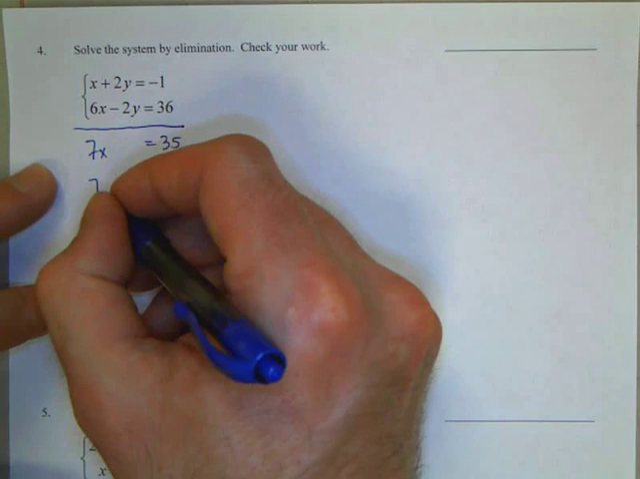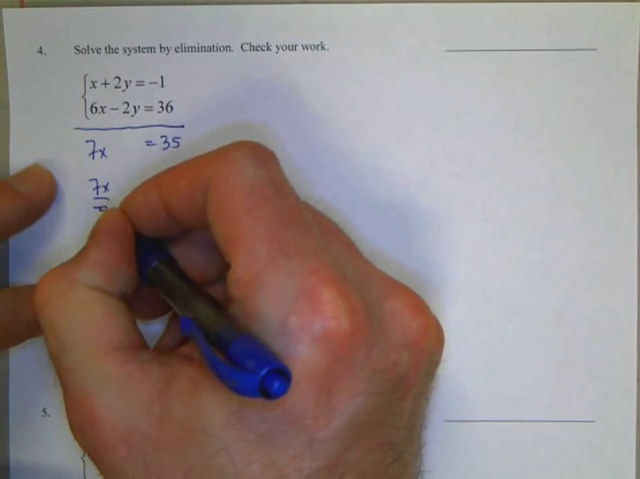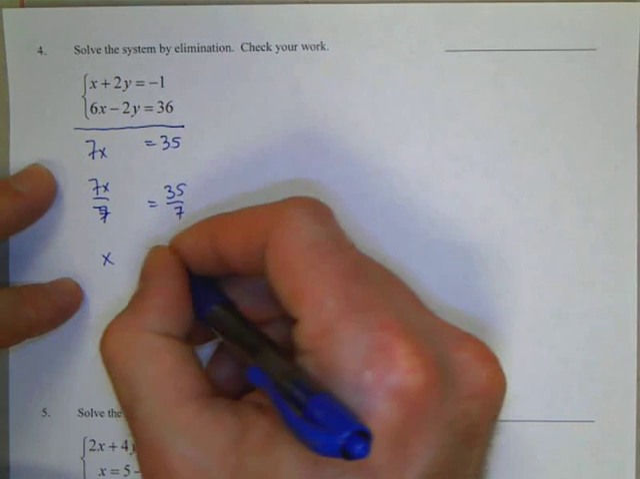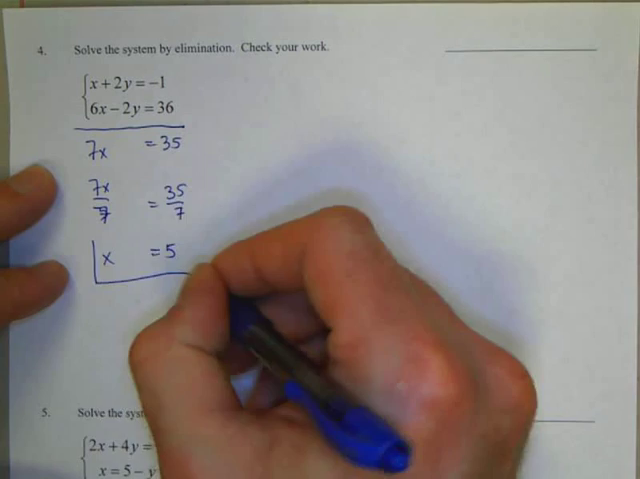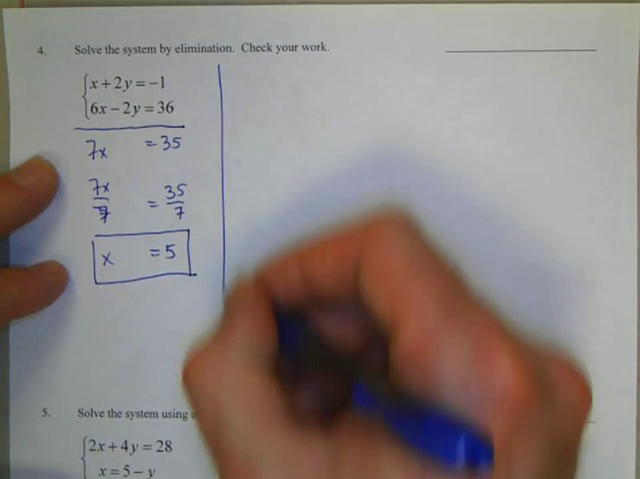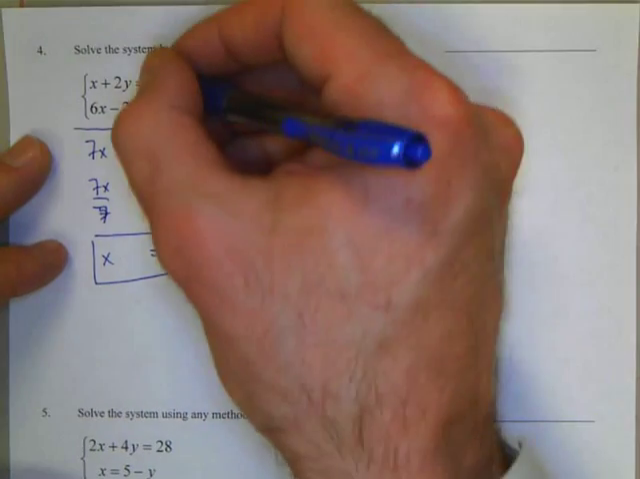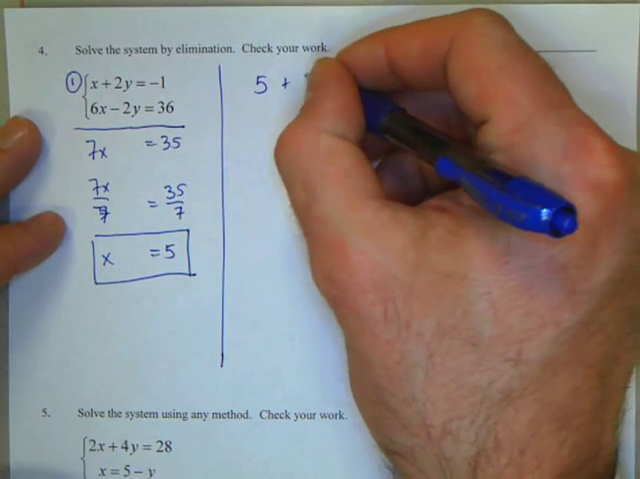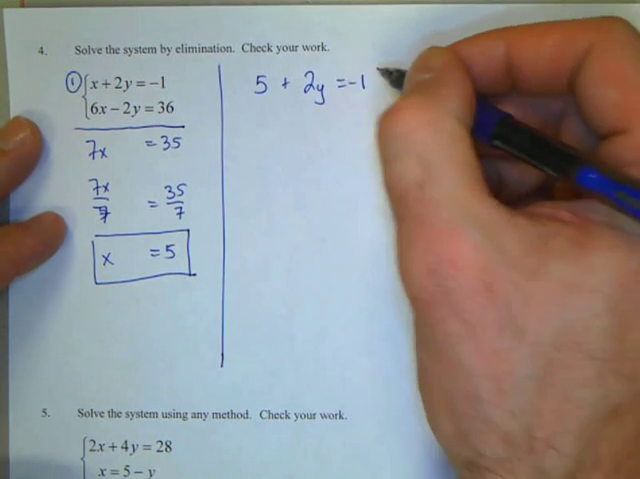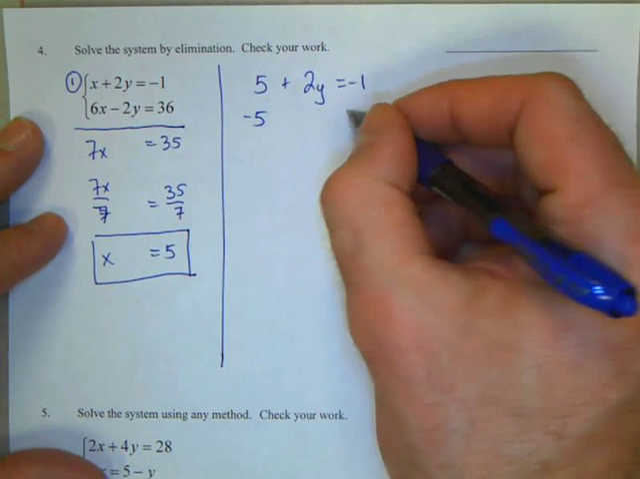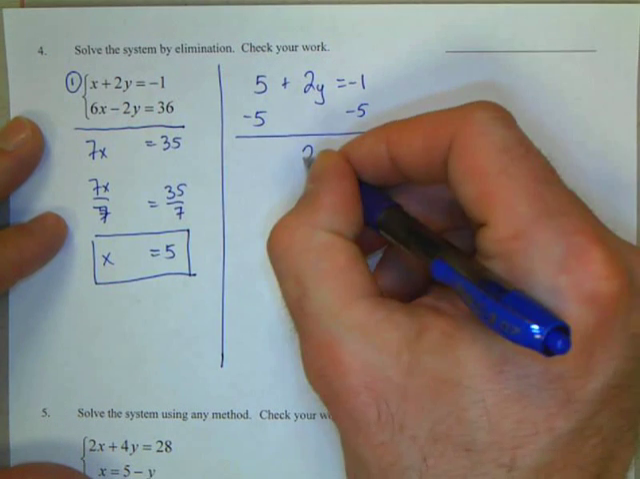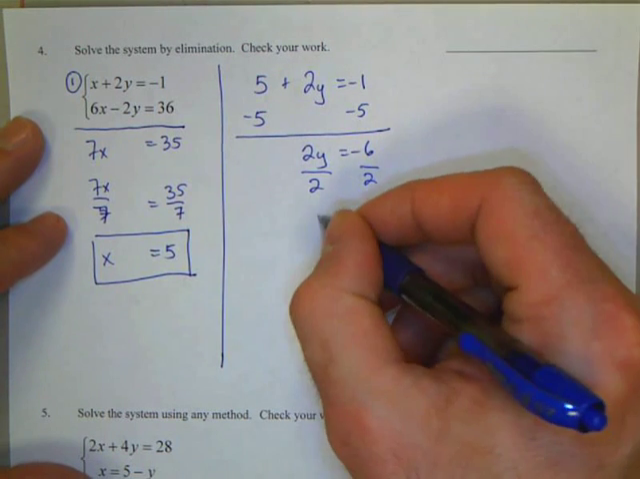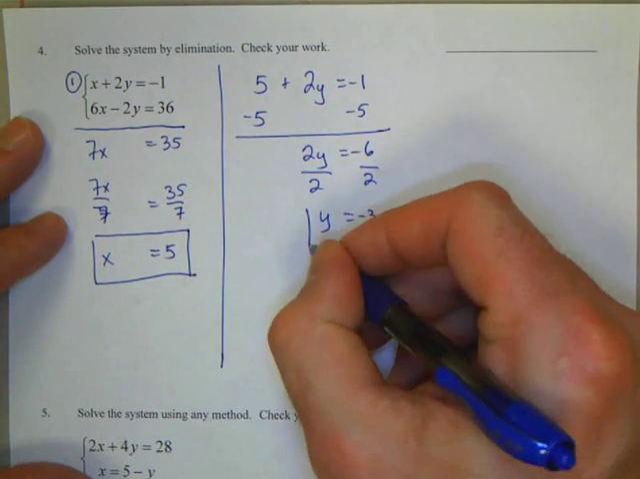We then divide both sides by 7, leaving us with x equals 5. We're now halfway through the problem, and we need to do the second half of the problem. I'm going to use equation 1 to solve the second half. I'm going to say 5 plus 2y equals negative 1. I subtract 5 from both sides, giving me 2y equals negative 6. Dividing both sides by 2, y equals negative 3.